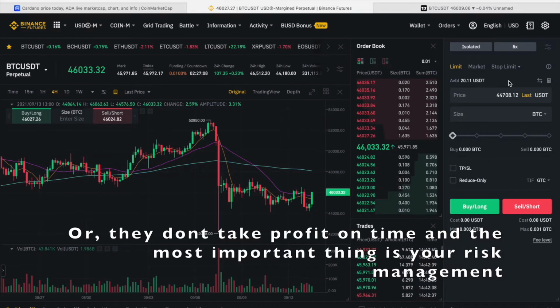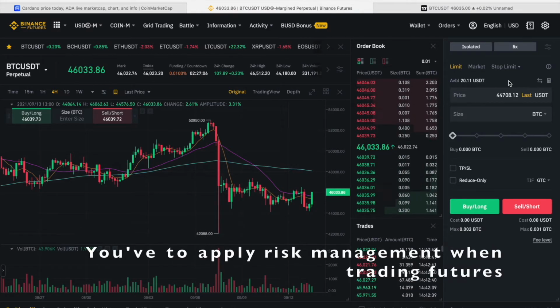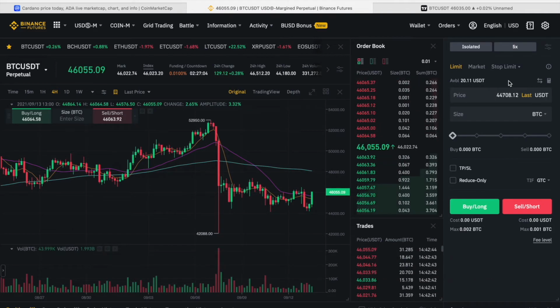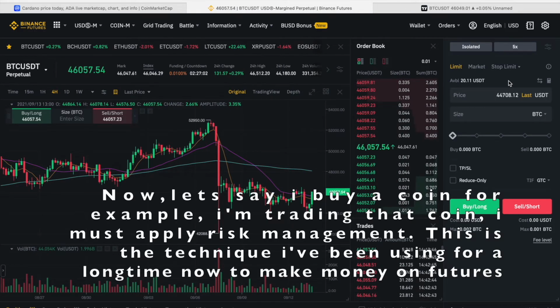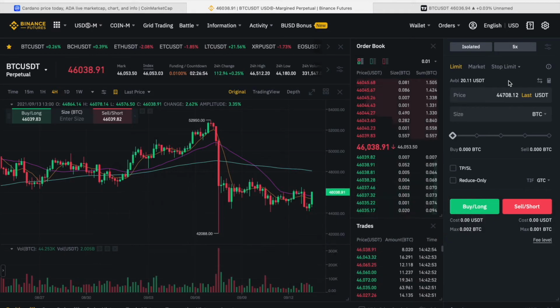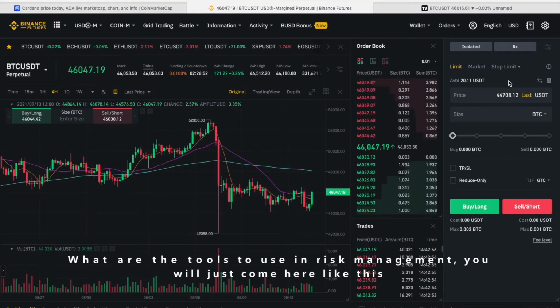And the most important thing is your risk management. You have to apply risk management when trading futures. Let's say I buy a coin, for example, and I'm trading that coin now. I must apply risk management. This is the technique I've been using for a long time to make money on futures. What are the tools to use for your risk management?